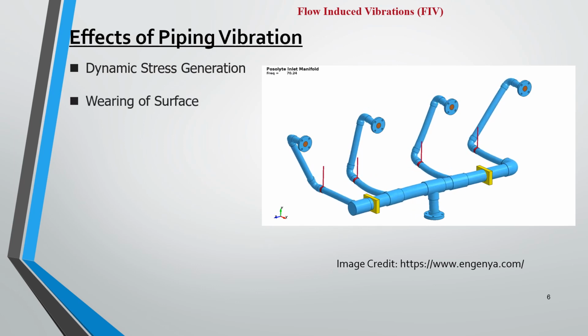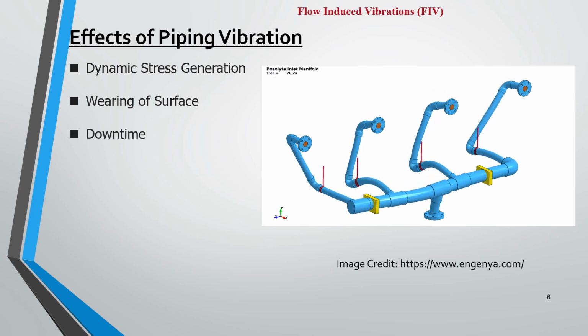Now in addition to this dynamic stress generation, vibration results in wearing of surfaces in contact due to cyclical relative motion between them. That phenomenon is also known as fretting damage or fretting. Now, what are other effects of piping vibration?